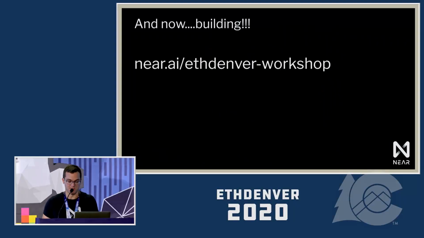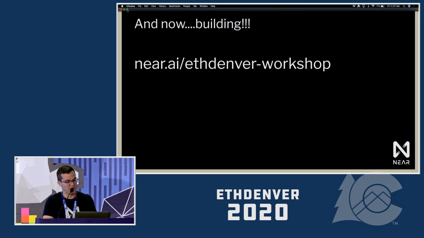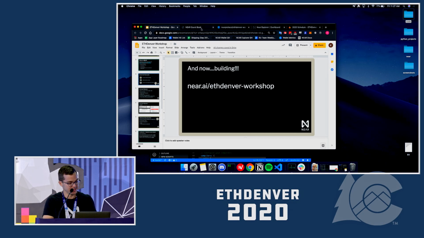All right, so now we'll go ahead and actually get to writing some smart contracts. If you're interested in following along yourself, you can just go to this website right here. That's going to take you to a GitHub repository, and in that repository, you're going to see a blue button that says Open in Gitpod. That's the one-click web IDE that we're going to be using today.